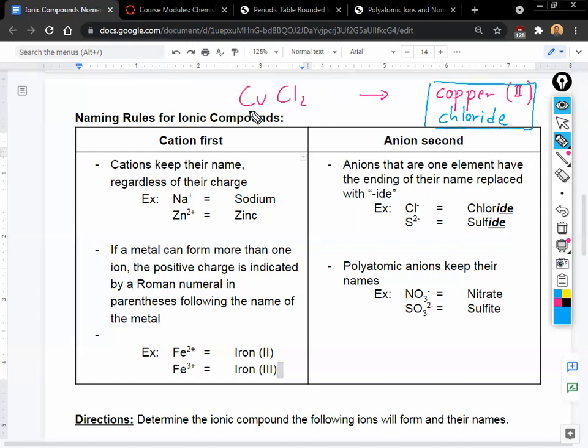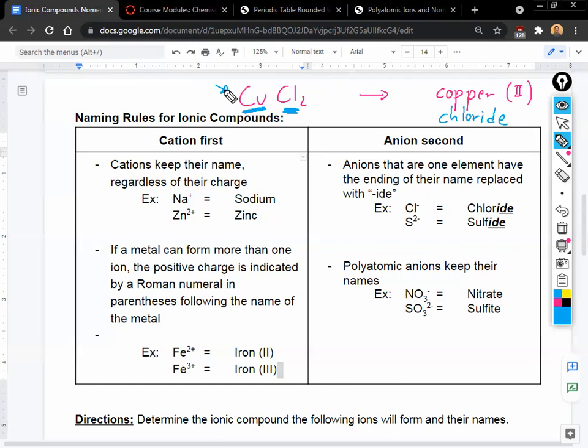Okay, so if the cation is in the middle of the periodic table with no MCI, all we need to do is put the charge in parentheses in front of it. Yeah, what's up? Chloride is for this one right here, I just changed the ending. So it might be a little bit strange again, but after we do a couple practice problems, hopefully it'll make a little bit more sense.